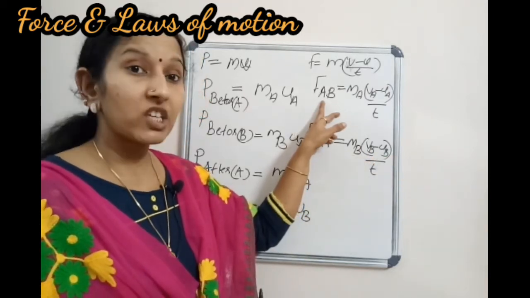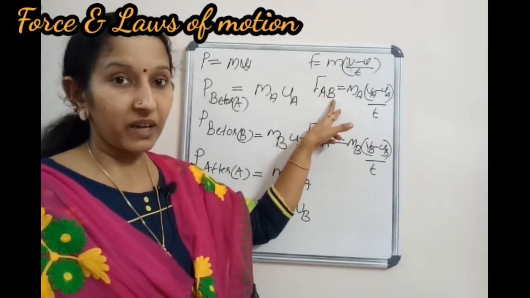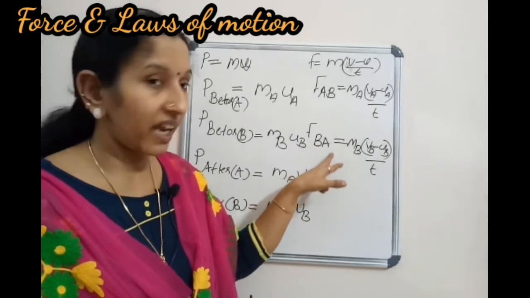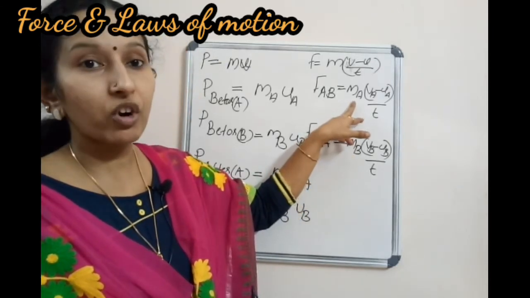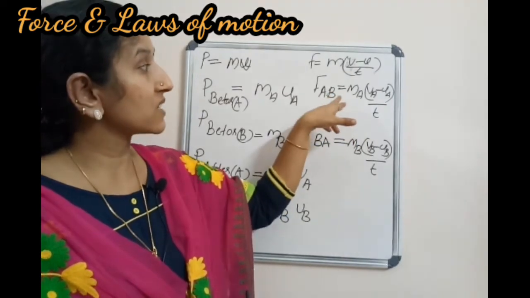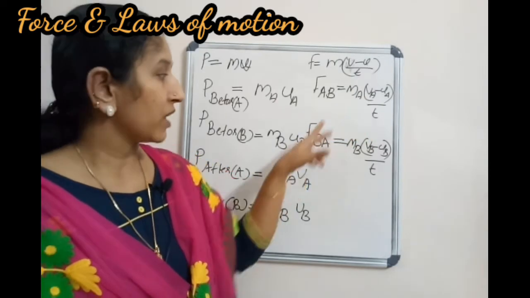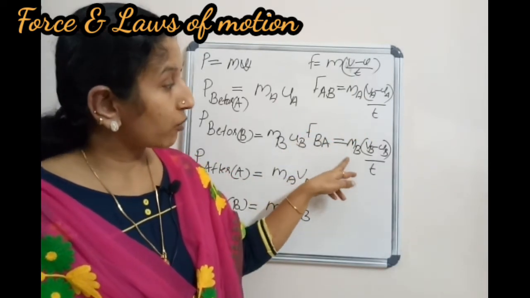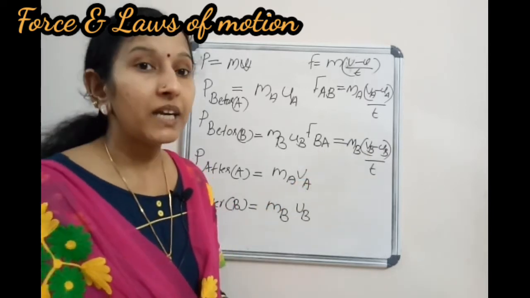Rate of change of momentum of ball A means ball A exerts force on B, so you have to write the equation for A. Here B is exerting force on A, so you have to write the equation for B. Why write the equation for A here? Because ball A is exerting force on B. And if B is exerting force on A, then you write the equation for ball B: MB into VB minus UB by T.